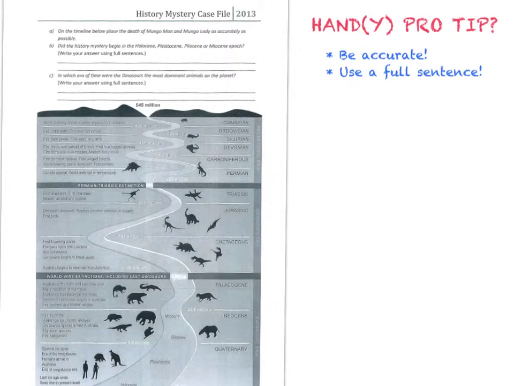Firstly, you need to be accurate. Please put a mark as close as possible to the exact time you can. Then, use a full sentence to answer those questions. There's a reason it says, write your answer using full sentences for B and C. You need to do so that your teacher can understand that you know what you're talking about.